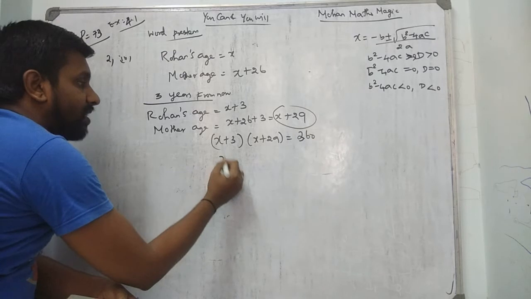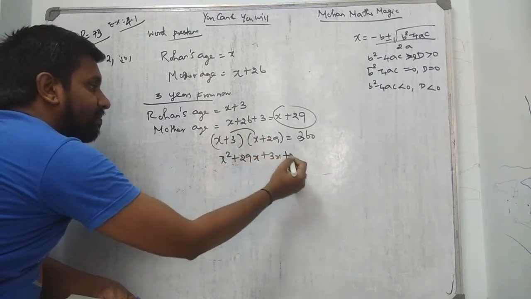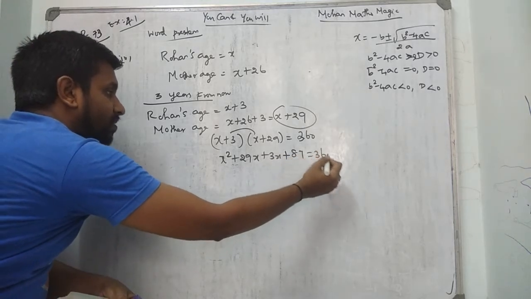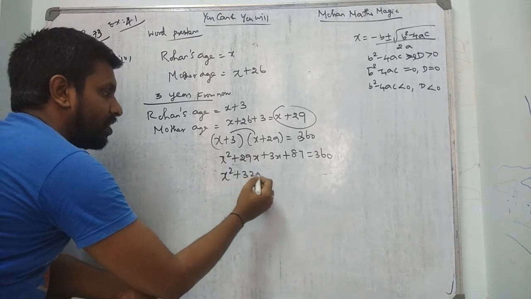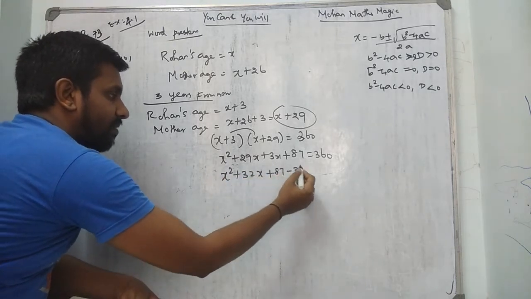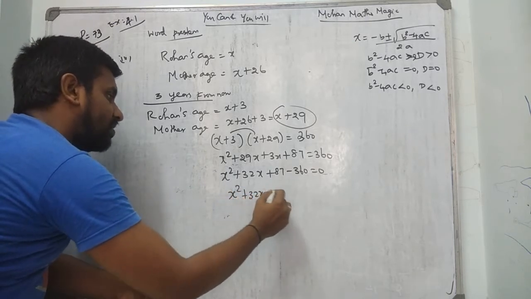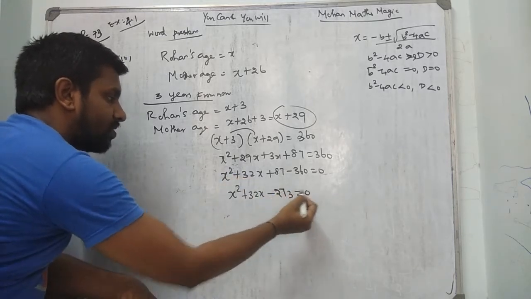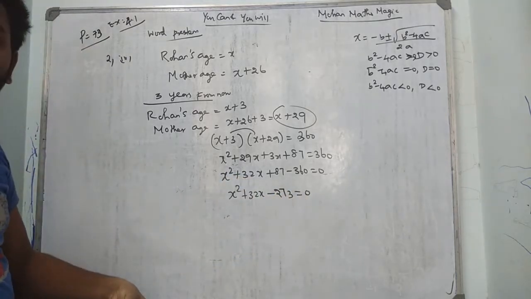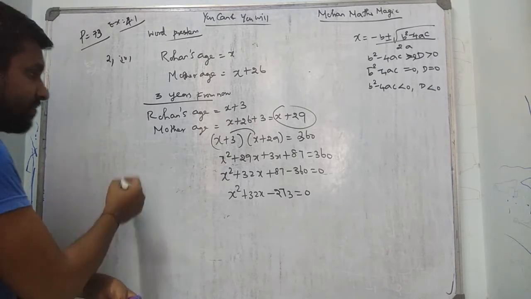If you multiply inside, x squared plus 29x plus 3x plus 87 equals 360. Finally, I got x squared plus 32x plus 87 minus 360 equals 0. So x squared plus 32x minus 273 equals 0. So this is the equation I got. Let me check: x squared plus 32x minus 273 equals 0. Okay, so second numeral, fourth sum.